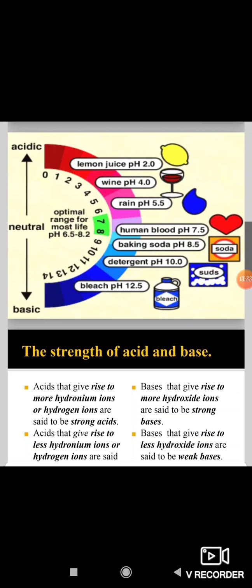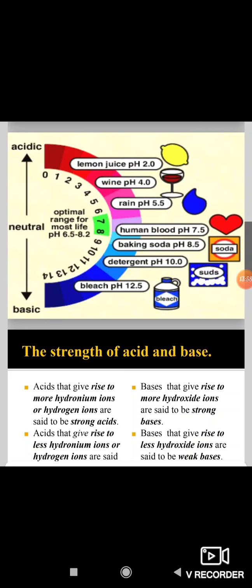So observe the pH paper and how the colors change when we put the acid, base or alkaline on the pH paper. It shows which one is acidic, which one is a base and which one is alkaline.